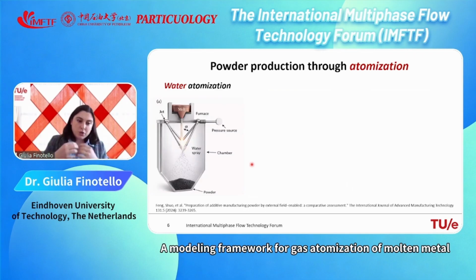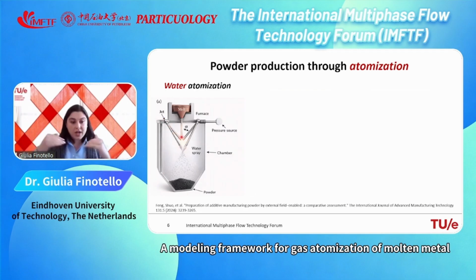Here I will only show you some of the processes. They are not all of them, but they are just to give you an overview of the processes that are used for additive manufacturing. The first is water atomization. So you see here on the top, you see a furnace where in a crucible, the metal is melted, and then you produce a stream of metal, which is then impacted by water jet.